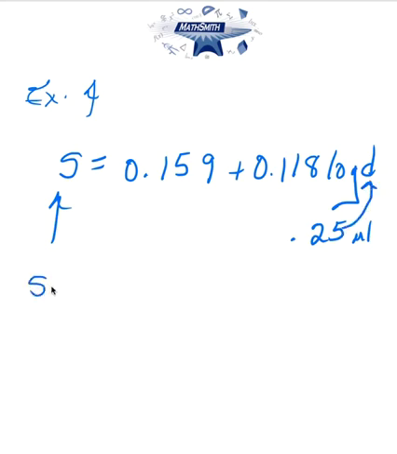All you're going to do is stick this number right here in and just crunch it out. So it says S equals, so go ahead in your calculator and put this in. I would start off by just calculating the logarithm of 0.25. Put that in, press enter. Then I would multiply that by 0.118, press enter. And then the last step would be to add that to 0.159. And what do you get? You get 0.087, and the book rounds that up to 0.09.